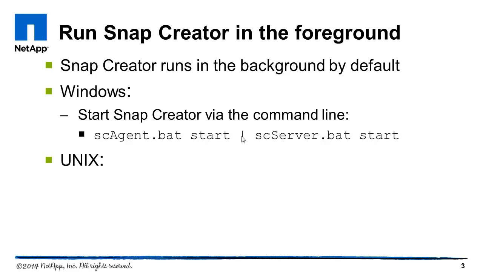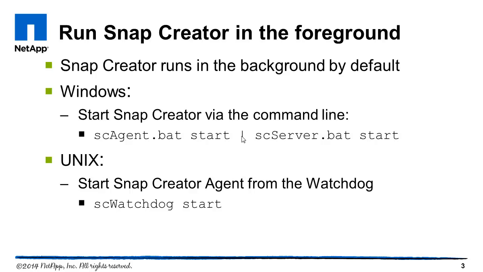On the UNIX platforms, things are done a little differently. Stop Snap Creator processes by calling the appropriate scagent stop or scserver stop scripts that are within the bin subdirectory. From the same bin subdirectory, you can start the Snap Creator agent by calling the watchdog script, scwatchdog start. The watchdog will in turn start the Snap Creator agent, but it will happen in the foreground.